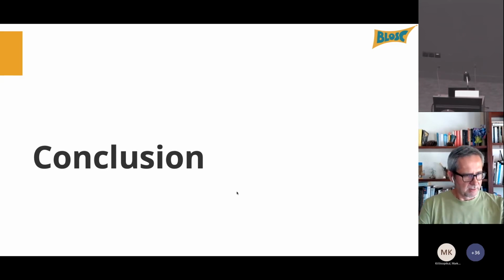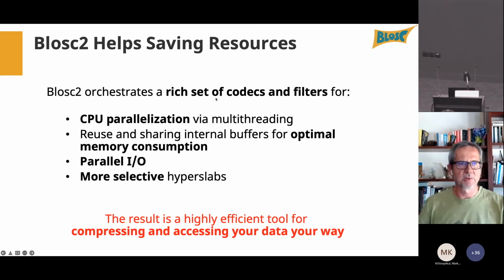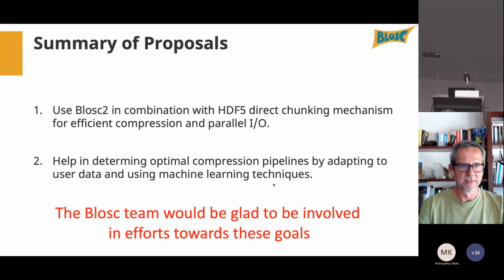As a conclusion, let me say that Blosc2 helps saving resources. Blosc2 is not a codec in itself. It should really be seen as an orchestrator for a rich set of codecs and filters that allow CPU parallelization via multi-threading. It also allows the reuse and sharing of internal buffers for optimal memory consumption, parallel I/O, and more selective hyperslabs. And the result is a highly efficient tool for compressing and accessing your data your way.